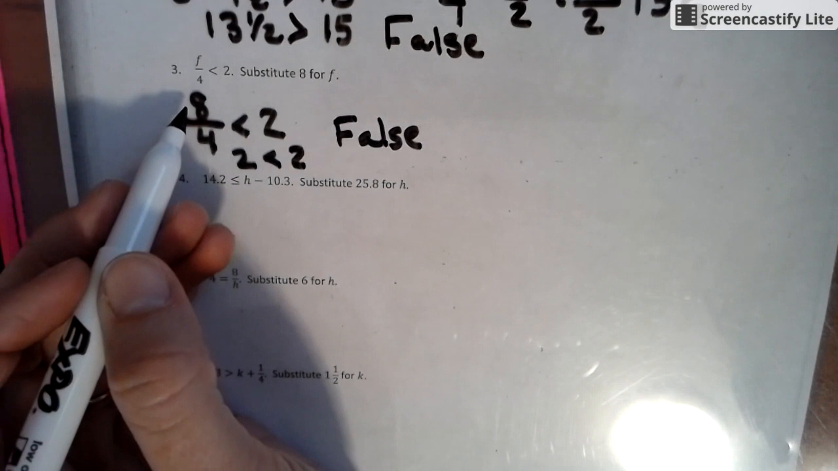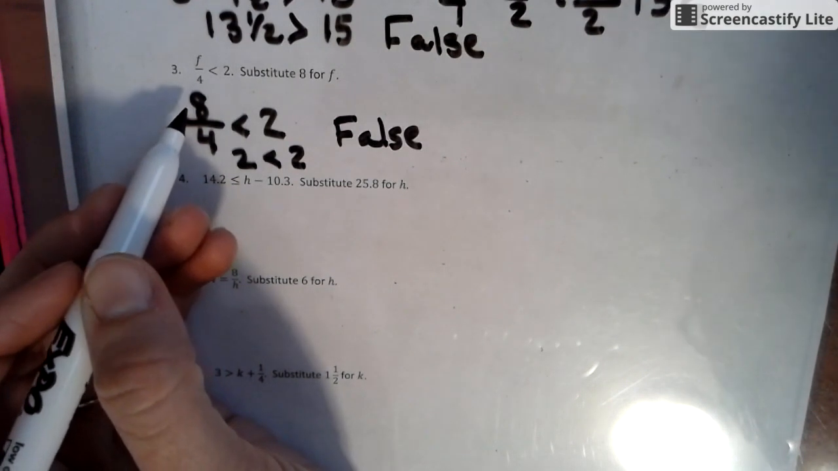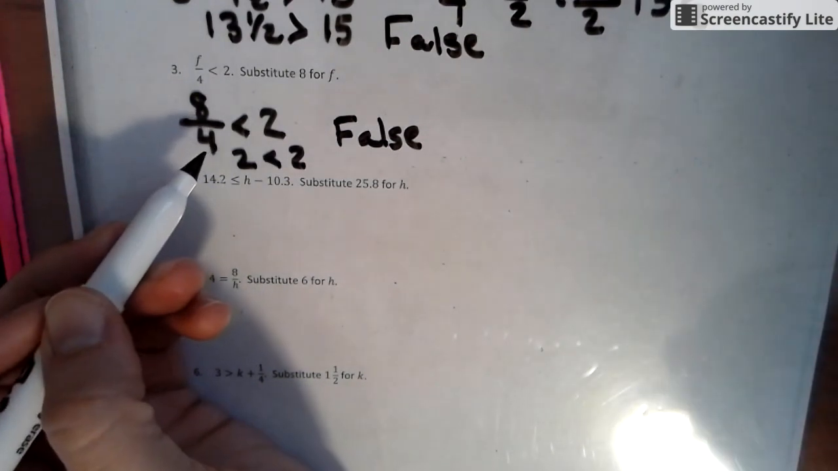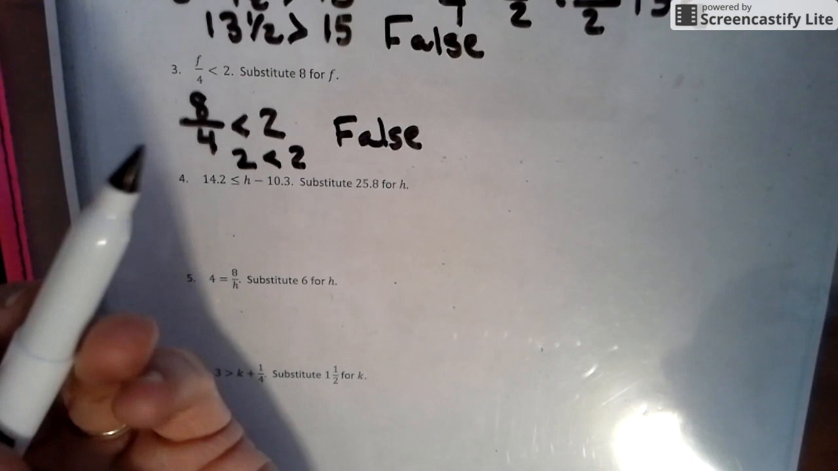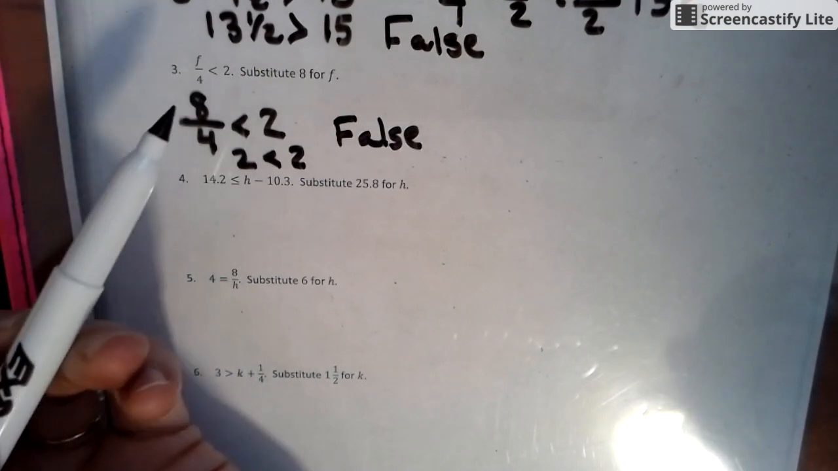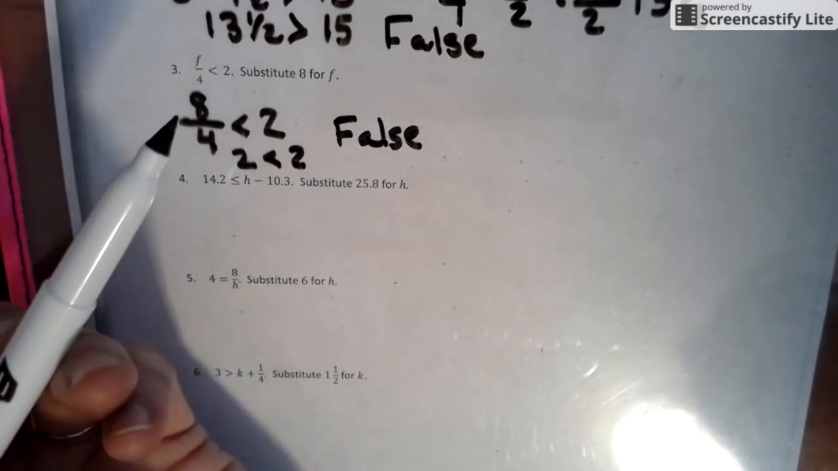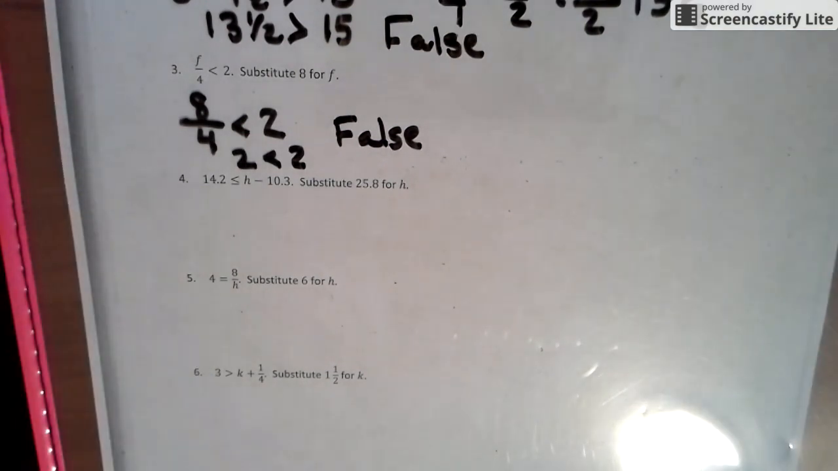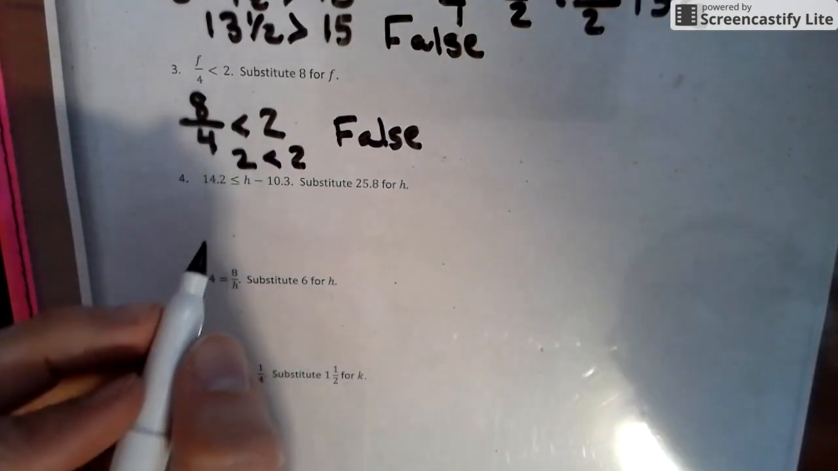We would have to find something smaller than an 8 to make that statement true. So the f value would have to be something less. We could say a 4, because 4 divided by 4 is 1, and is 1 less than 2? Yes. So any number that could go in place of the f to make that statement true would have to be anything smaller than an 8. It could be 7, it could be 7.99, which is still less than 8. But that's what we're doing.